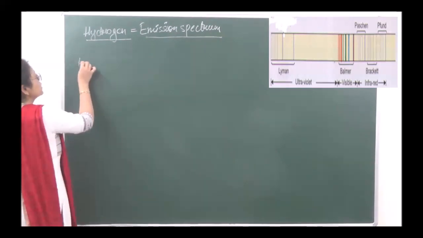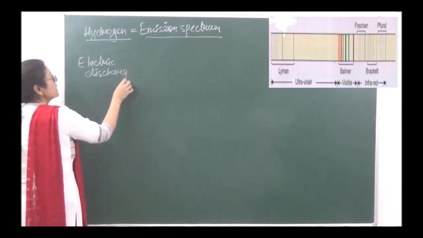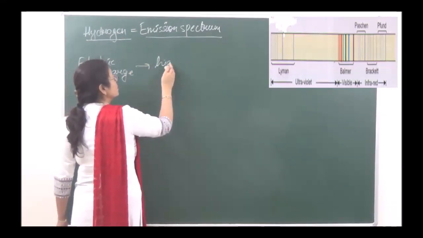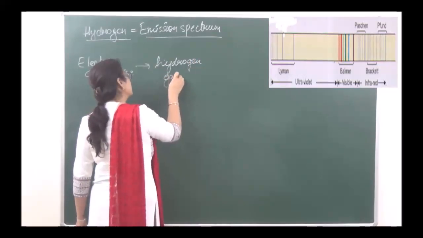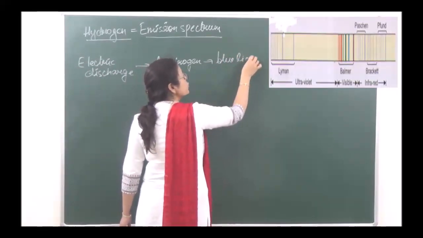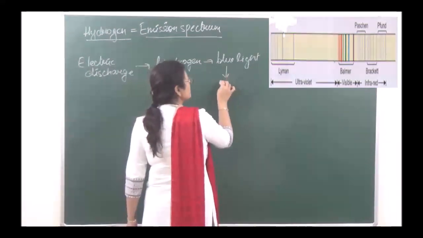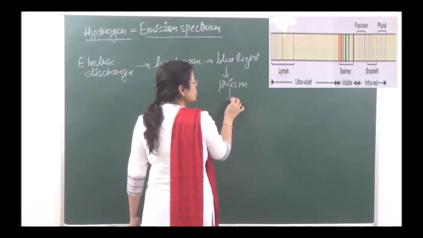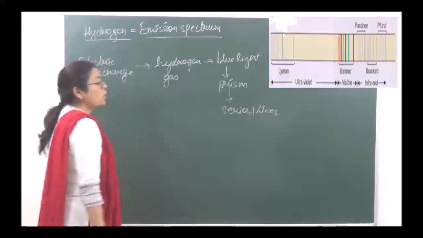Now when we're talking of hydrogen, what we do is take an electric discharge and pass it through hydrogen gas, and we see blue color radiation, a blue light which is emitted. This blue light is passed through a prism. Okay, and when this blue light passes through a prism, a series of lines were observed.